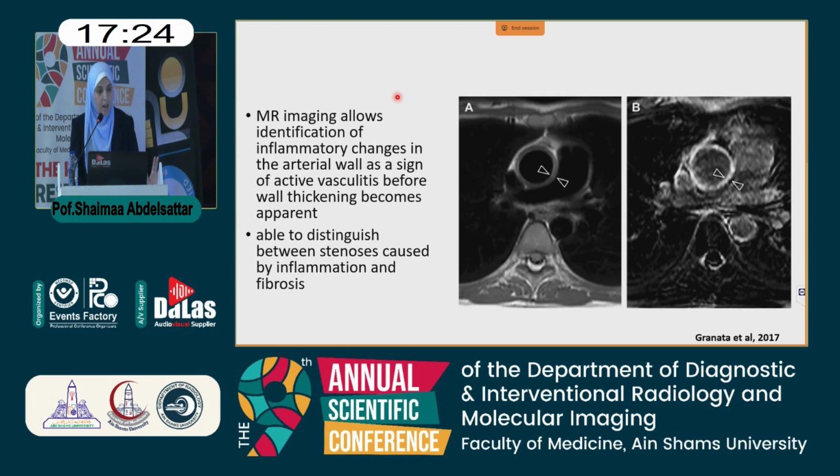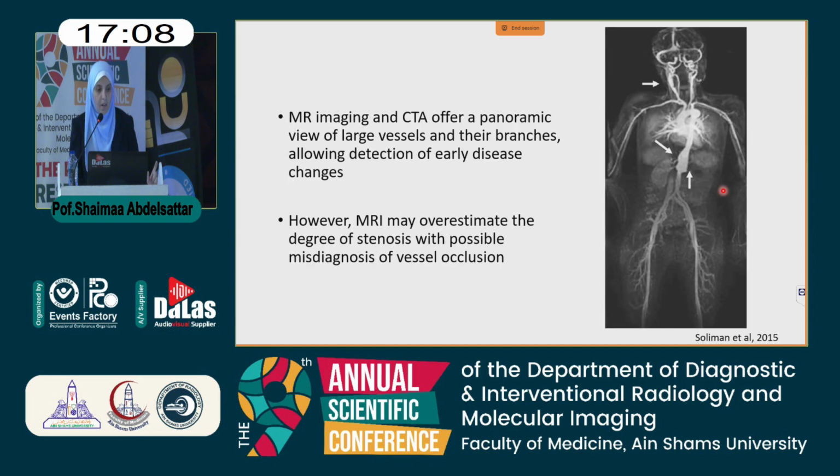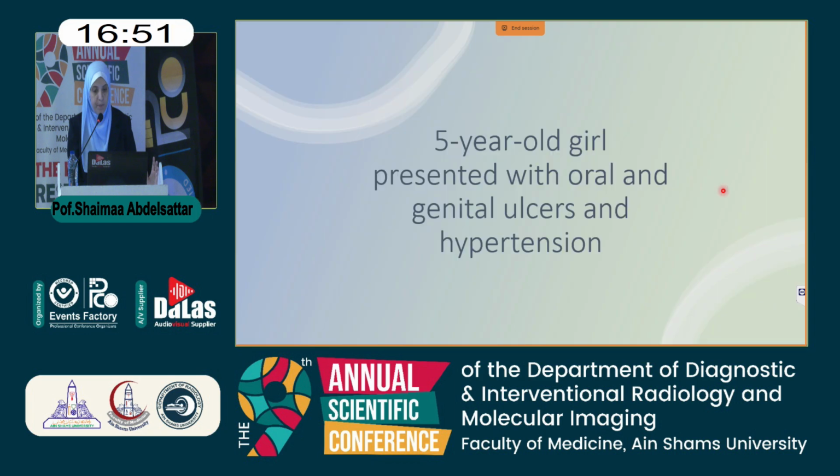What about MRI? MRI shows inflammation of the wall. We can see here thickening of the wall exhibiting hyperintense signal on a STIR-weighted image, and this can differentiate between stenosis caused by fibrosis and circumferential thickening due to inflammation. Also, whole body MR angiography or CT angiography offers a panoramic view of large vessels and their branches, allowing detection of early disease changes. However, MRI may overestimate the degree of stenosis with possible misdiagnosis of vessel occlusion.